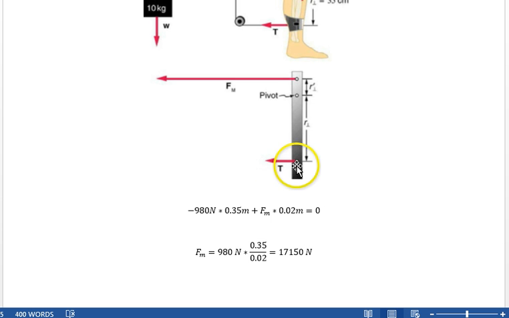It's because the weight down here has a much longer lever arm than the muscle. So the muscle needs a lot more force than the weight to create the same torque. This is why they build machines like this for you to exercise, because they can use small weights and actually get you a lot of exercise out of it.